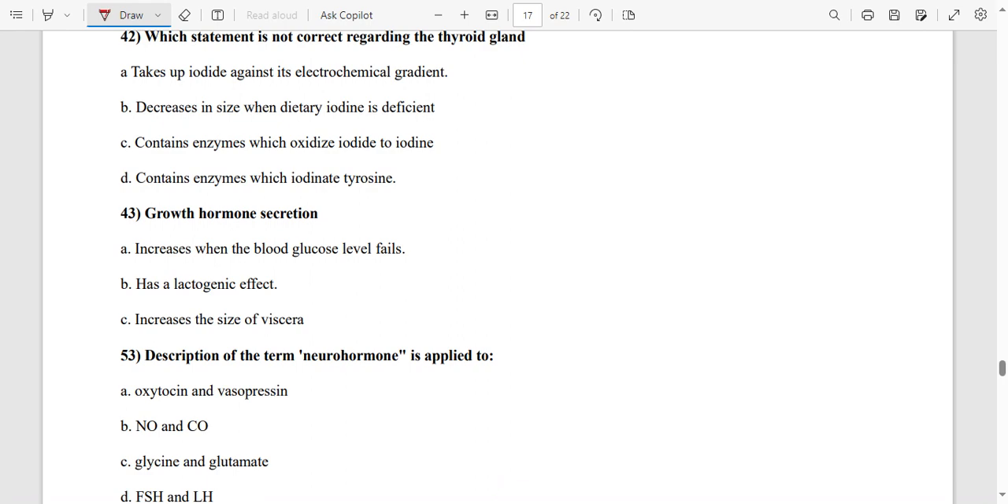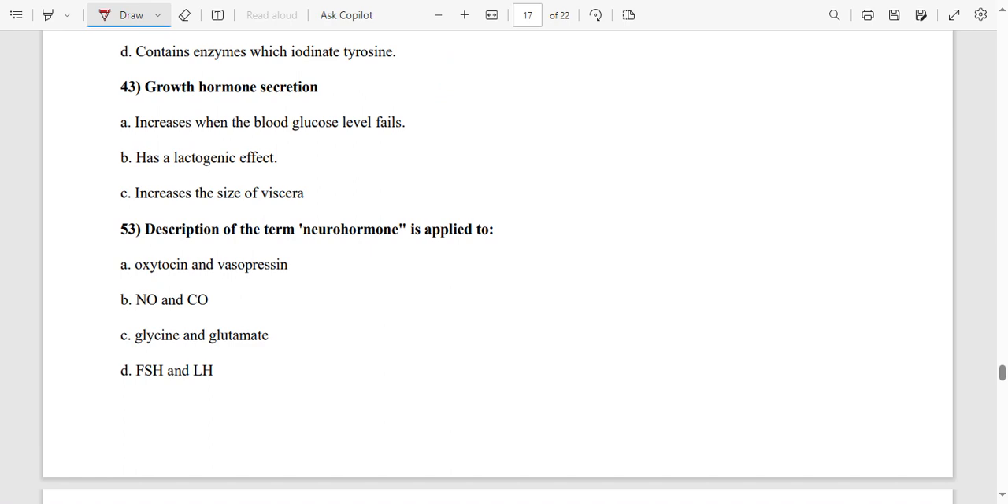You need those enzymes to be able to convert iodide to iodine. We'll talk about the process. And then it contains enzymes which iodinate tyrosine. That is also true. We need to add iodine to tyrosine so that we can form the thyroid hormone. So the answer is B.